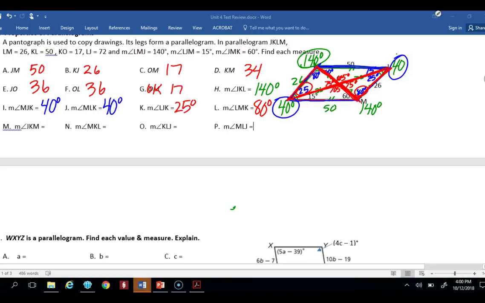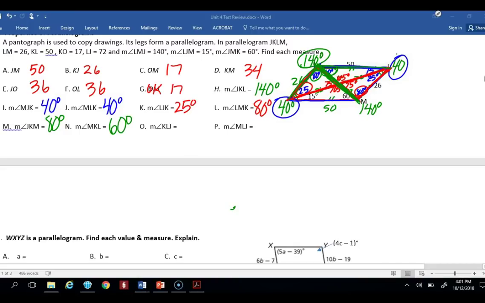Then we have JKM. Gonna switch colors again, y'all. So again, J is down here on the left corner, then K and M. JKM is this angle right here. We're talking about that measure right there, so that's 80 degrees. Then MKL. MKL is this one up here, and this one was 60.